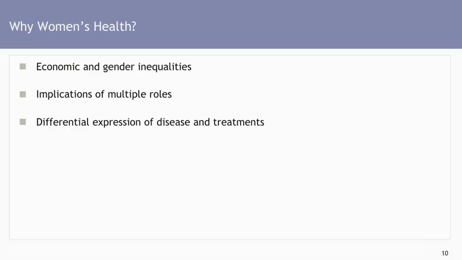The second reason to consider women's health is that we need to consider the implications of multiple roles. In the United States, these roles for women often consider and take into account the roles as wage earner, caregiver of children, caregiver of aging or impaired adults, as well as roles as a spouse or partner of a significant other. And the third reason to focus on women's health is that conditions may be expressed differently and treatments may need to be different for women as opposed to men.